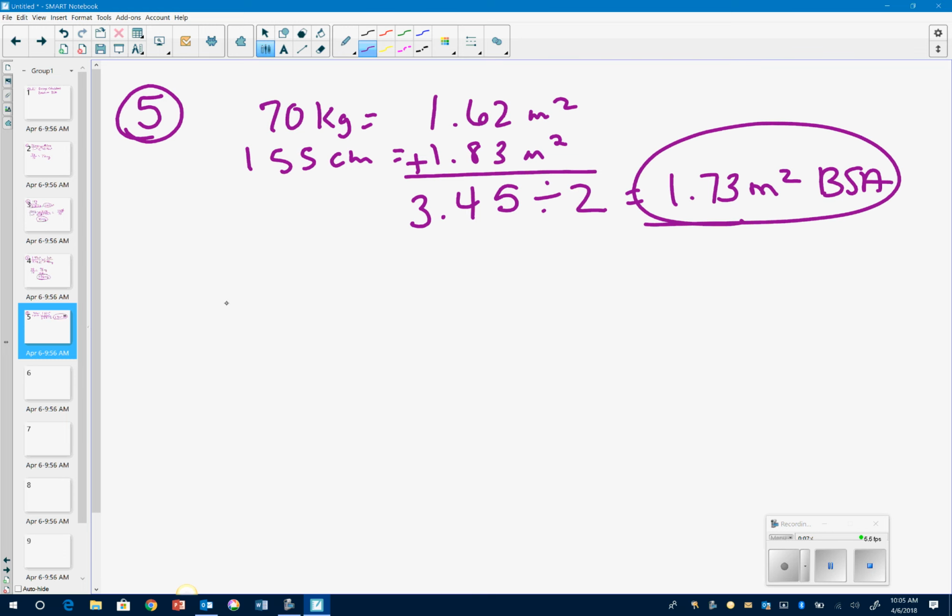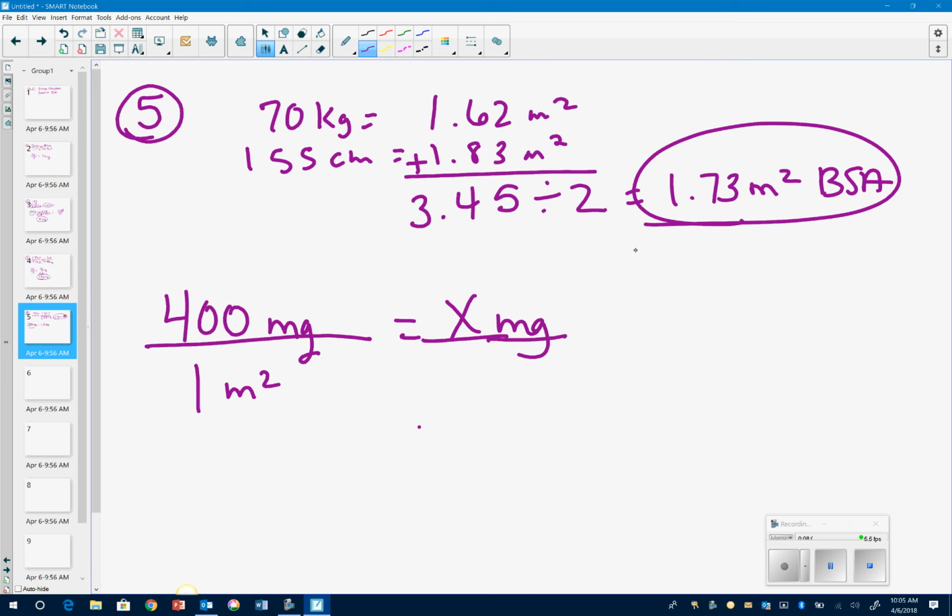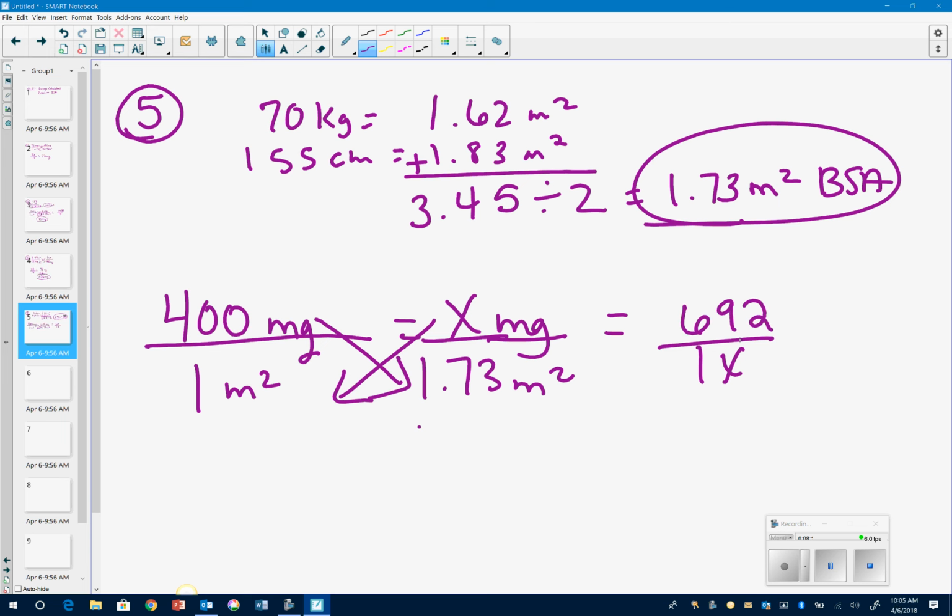Okay. So now, of course, you know that the order comes in 400 milligrams per 1 meter square. And of course, you're trying to find X milligrams. And the patient's BSA, we just figured that out, is 1.73 meters square. Cross multiply, 1 times X goes on the bottom, be 1X. 400 times 1.73 is 692. So your answer is 692 milligrams.